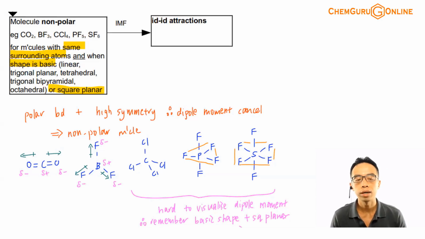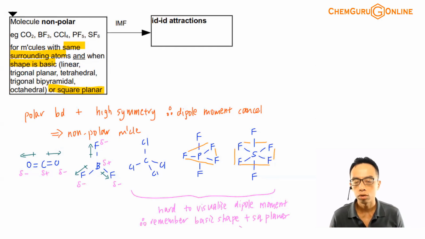So which shapes will have high symmetry? It's actually fairly easy. All our basic shapes have high symmetry: X bond pair, no lone pair. That means linear, trigonal planar, tetrahedral, trigonal bipyramidal, and octahedral. They're all basic shapes, and so they will be highly symmetrical, and the dipole moments will naturally cancel out each other exactly. That guy will be non-polar.